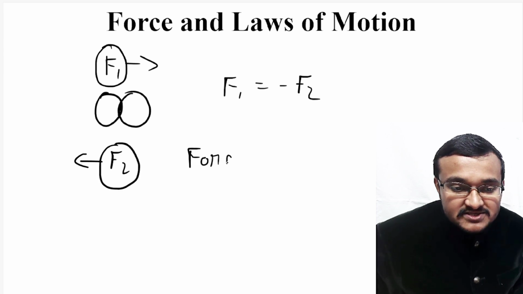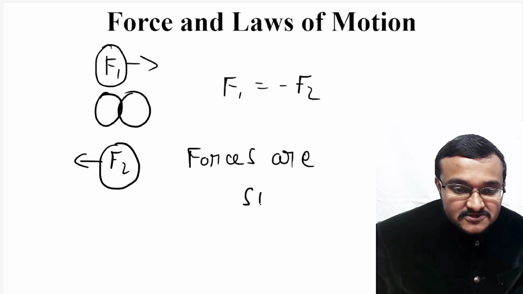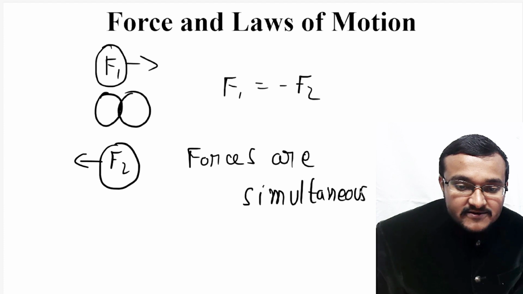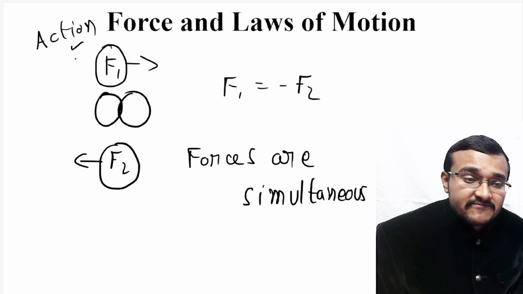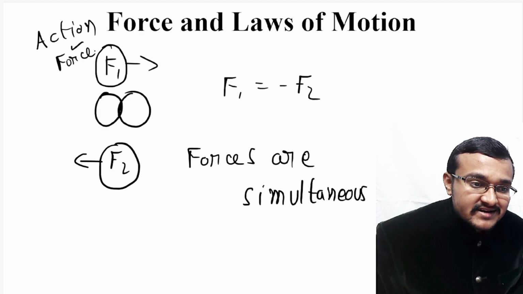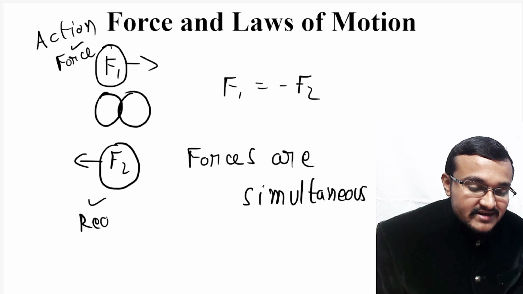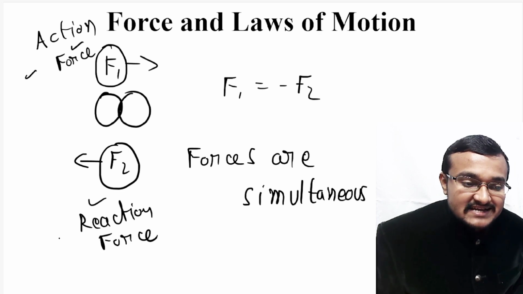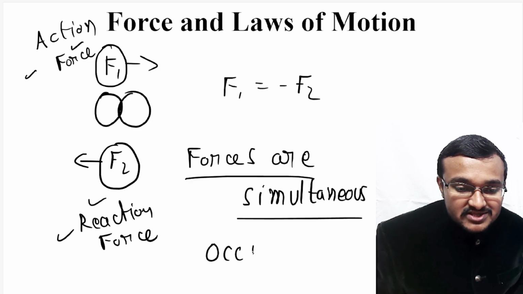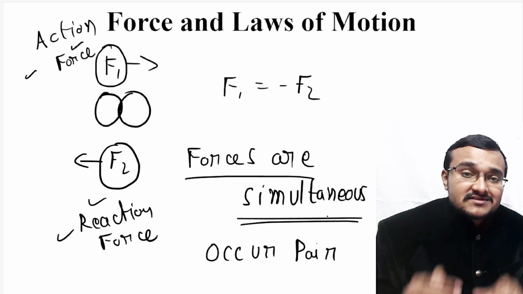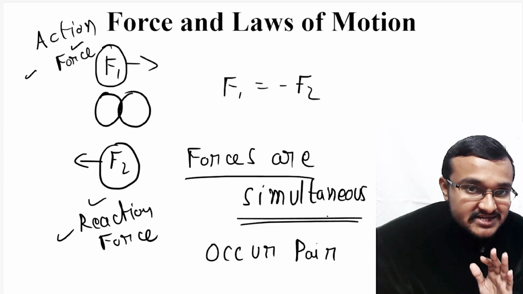So that means forces are simultaneous. Here both the forces come together simultaneously. So both the forces are simultaneous and they are equal and opposite in direction. Here the first force is considered the action force and the second force is considered the reaction force. And always remember, these action and reaction forces are always simultaneous and occur in pairs. So both the action force and reaction force occur in pairs, that is, they occur simultaneously in opposite directions.